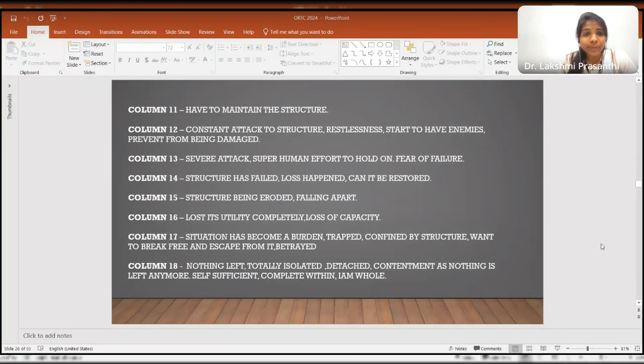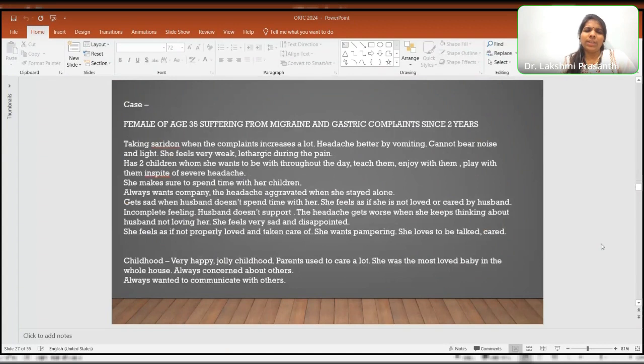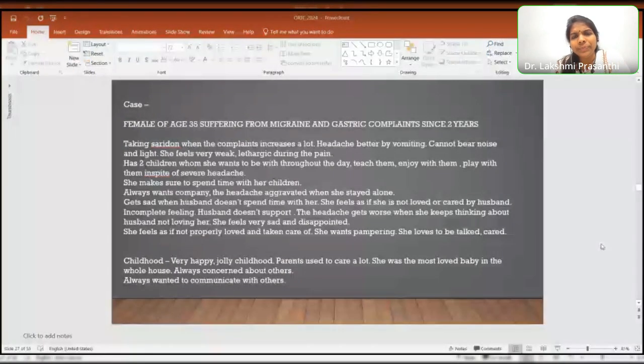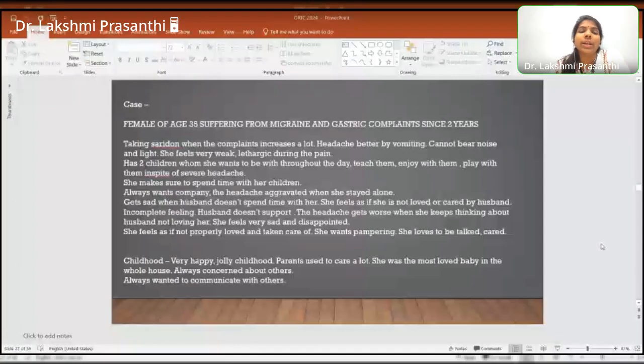Okay. So now let's take one case. This is a case of a female of age 35 years suffering with migraine and gastric complaints since 2 years. She was taking a lot of Saridon, and when the complaint increased, she used to take it very frequently. Her headache was better by vomiting. She could not bear any noise and light.